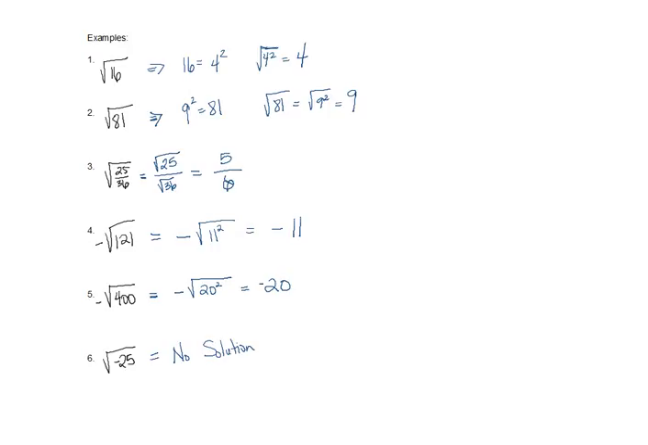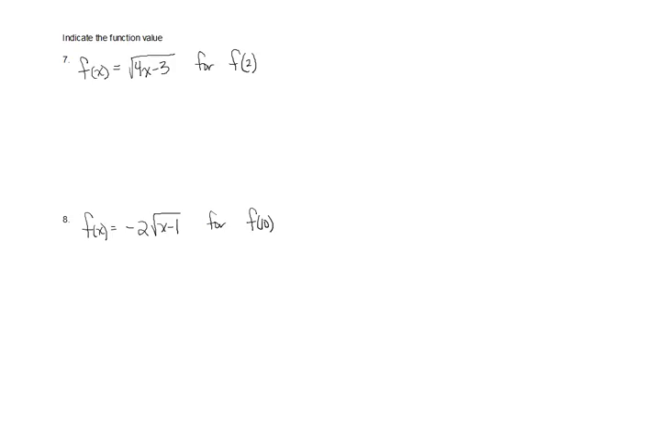Going to a couple more here, we're given a function. Given the function f of x equals the square root of 4x minus 3, we want to find out what the function is when x is 2. So the function at the value of 2, and all we're going to do is enter a 2 anywhere we see an x. So this becomes 4 times 2 minus 3. We know that 4 times 2 is 8. So now we have 8 minus 3, and we know that 8 minus 3 is 5.